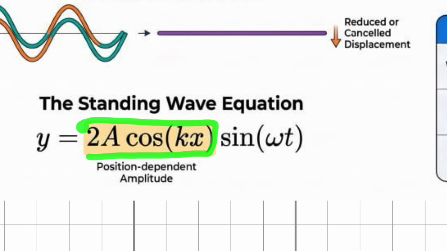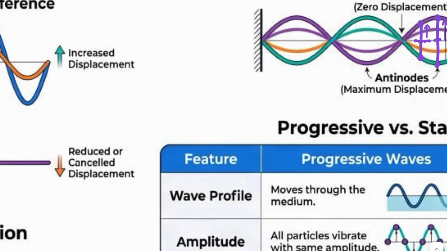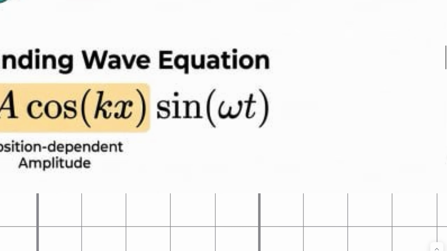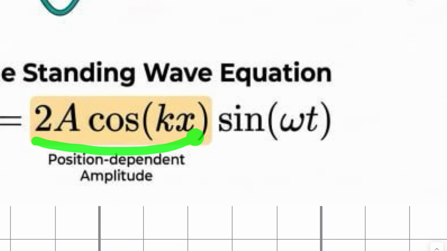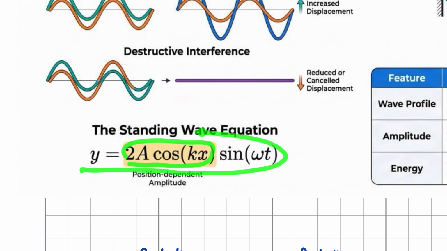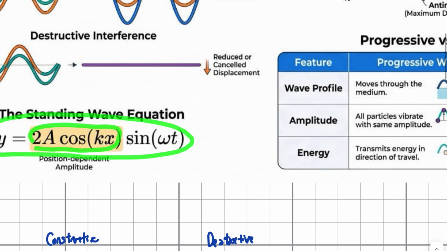This is 2a cos kx, the position-dependent amplitude. So if you want to calculate the amplitude at a certain point on the standing wave, we can use this equation. This is the equation to calculate the amplitude. Some books will call it the amplitude formula. The yellow highlighted one. As an overall, this is our equation for standing wave.